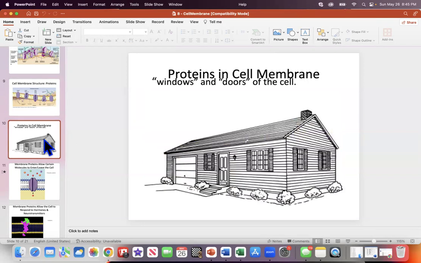So proteins in the cell membranes are like windows and doors. If you think of this as a house, the wall is the cell membrane. The windows are the proteins, especially the transport proteins, because you can open the window and air can flow in. So those transport proteins, like ion channels and glucose carriers, are like the doors and windows.